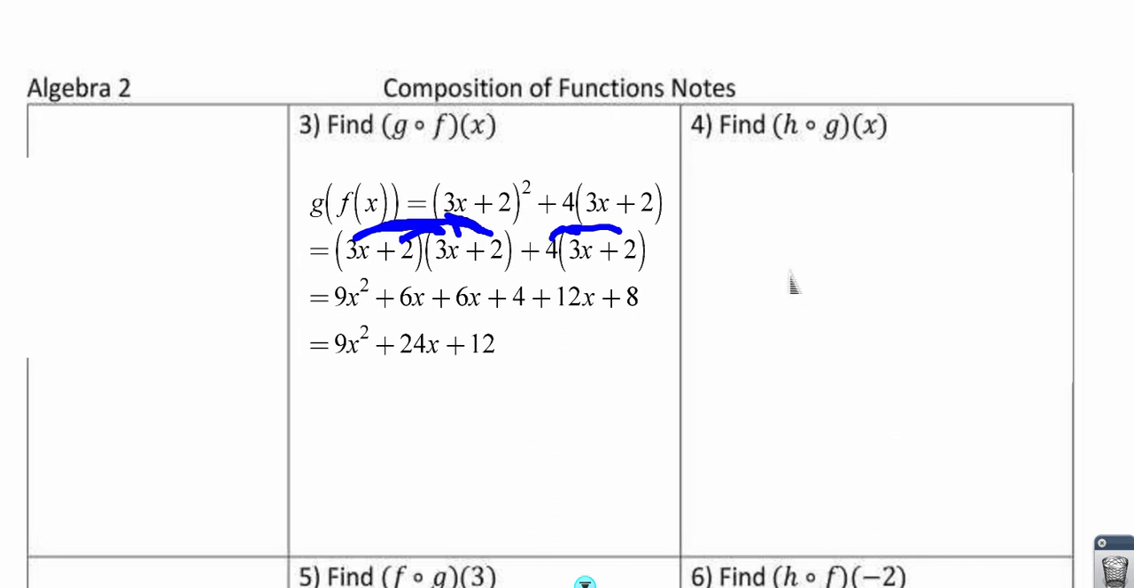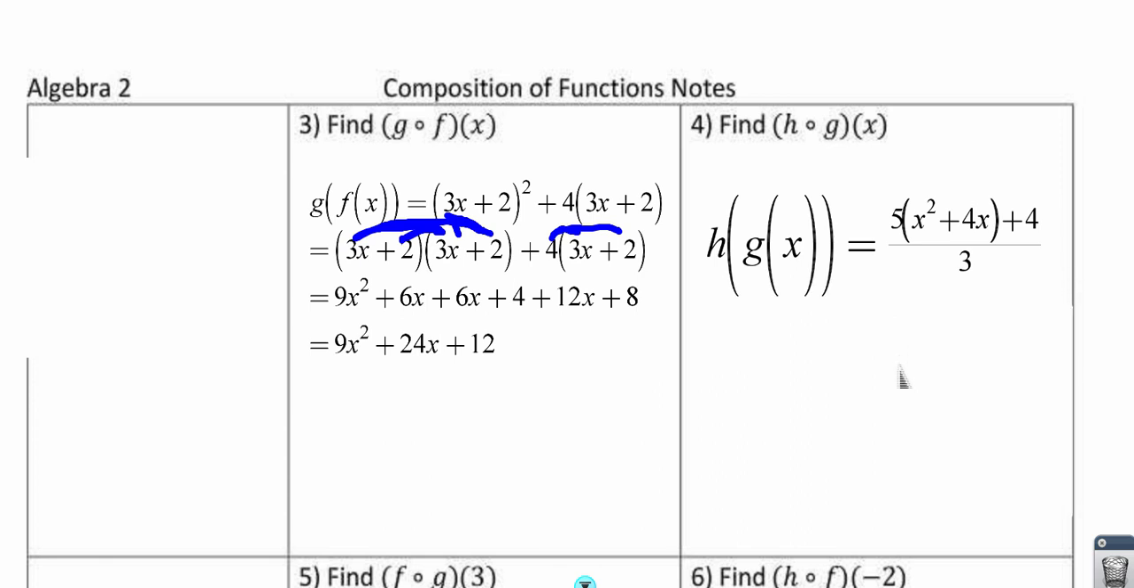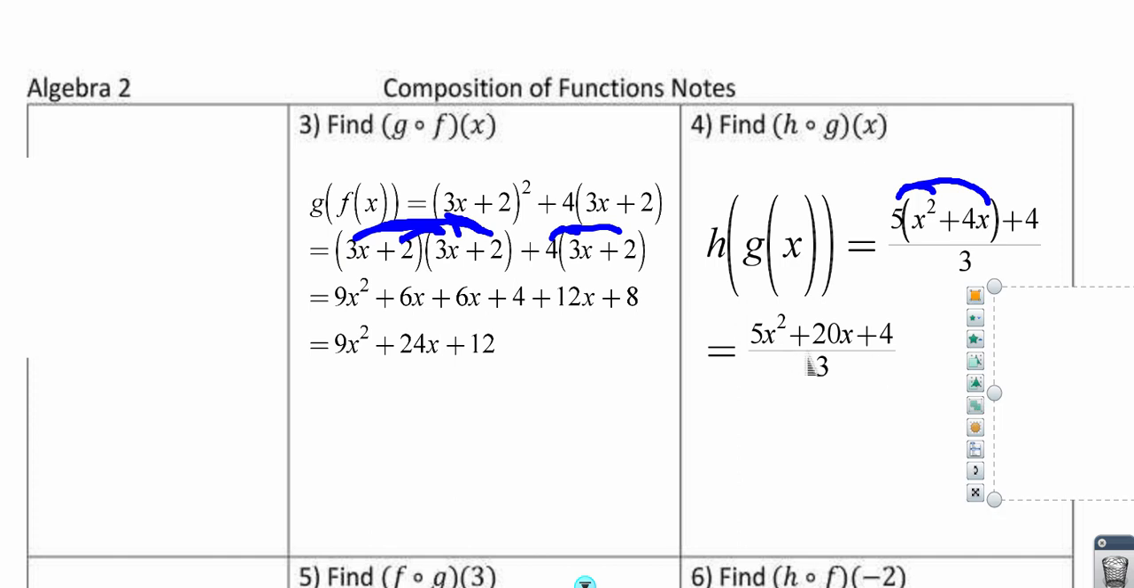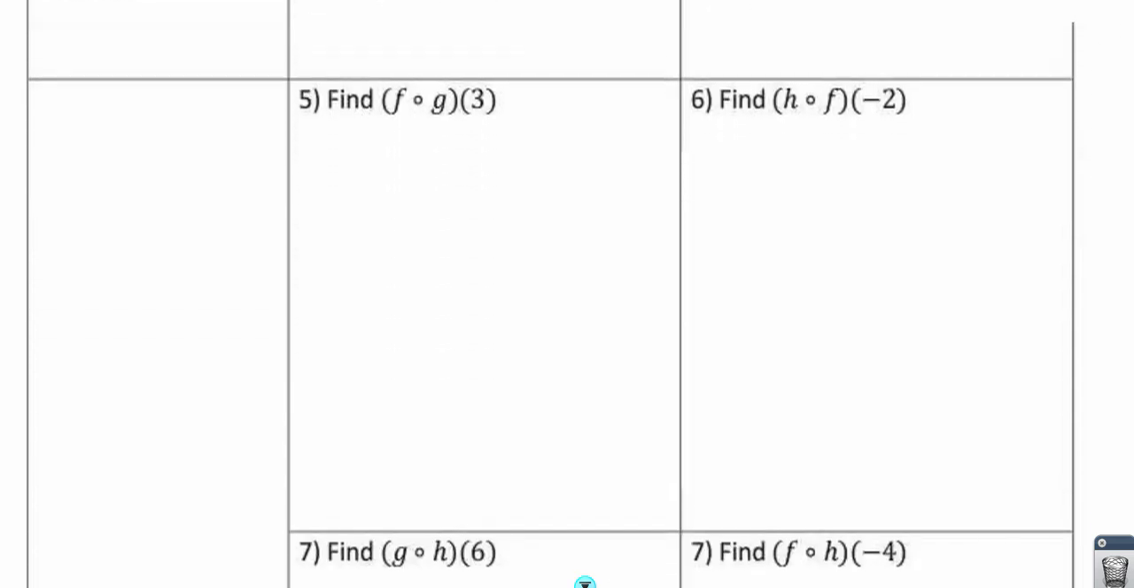All right, if we take a look at number 4, I'm plugging g into h, so it's going to look like this. I'm going to distribute out my 5 times my x squared and my 4x. When I do that, I get 5x squared plus 20x, and then I've got my plus 4 at the end. This fraction can't be simplified any further, so 5x squared plus 20x plus 4 over 3 is my answer.